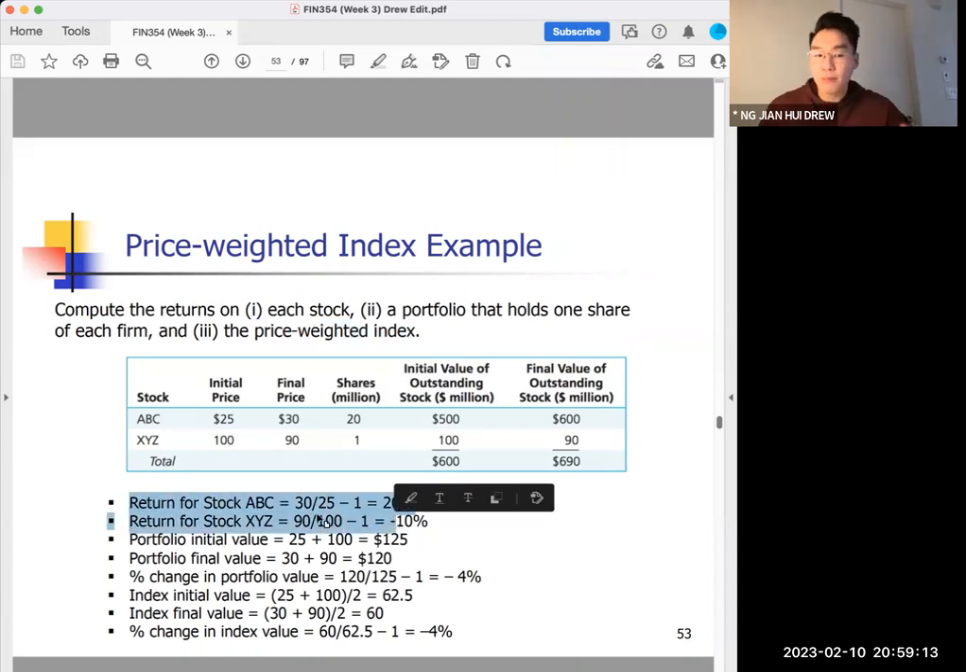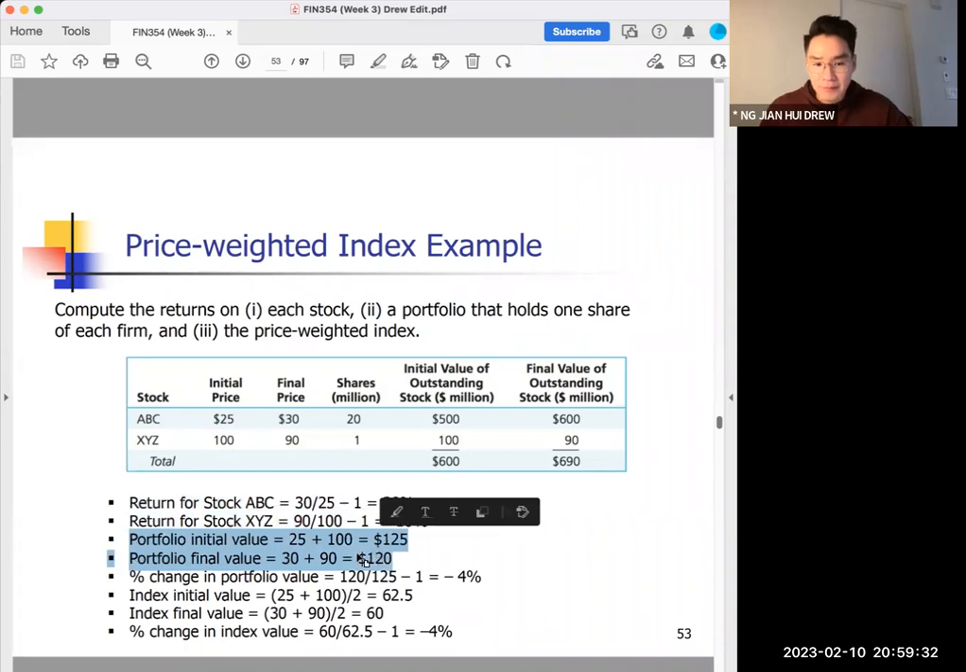So return on stocks, pretty easy, right? You just take the ending price minus the beginning price divided by the beginning price, or you just take the ending price divided by the initial price and minus one, right? Now, portfolio value, what we can do is we just add up the initial value of your portfolio, right? And then what's the final value of your portfolio, right? And then you find, okay, so what's the change in your portfolio value?